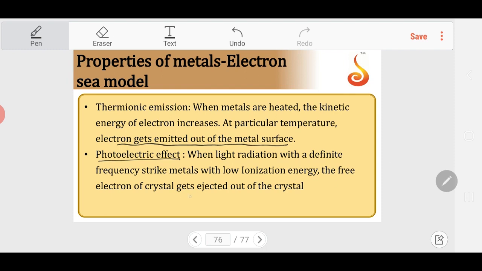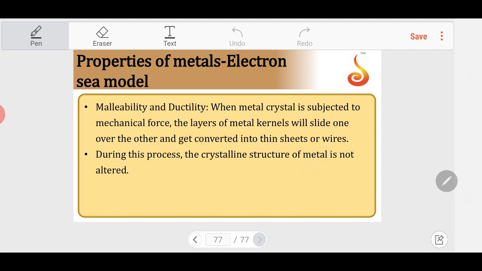So that's going to eject the electrons out of the crystal. So both photoelectric effect and thermionic emission can be explained by the same electron sea model. Then finally, malleability and ductility.